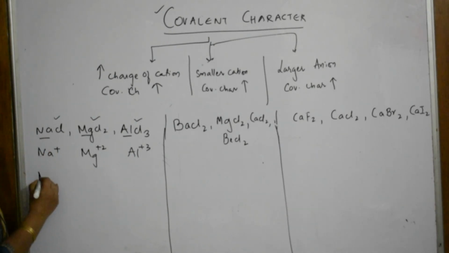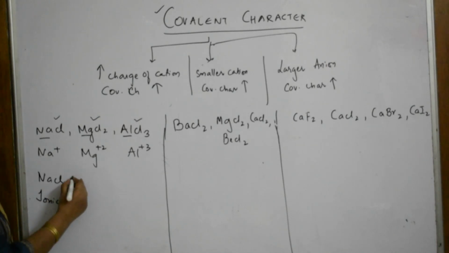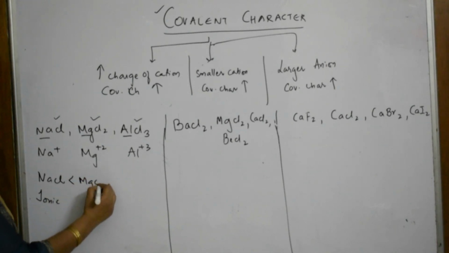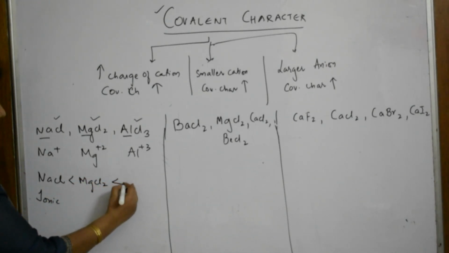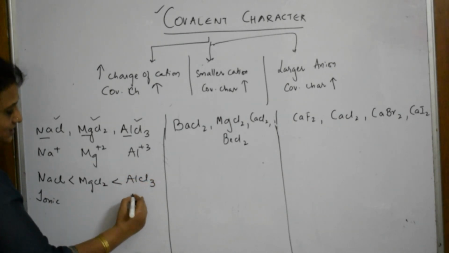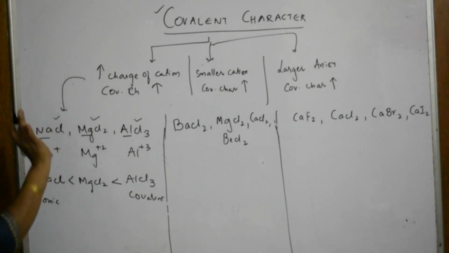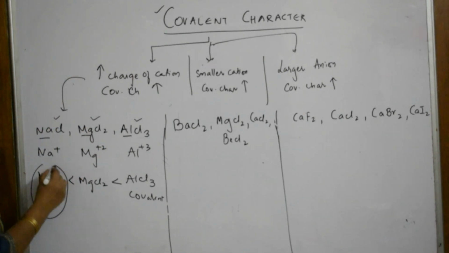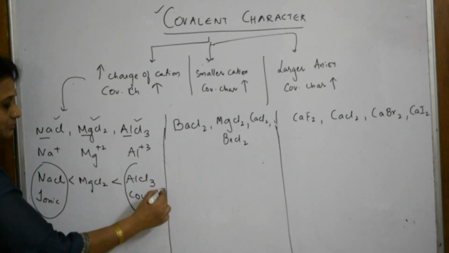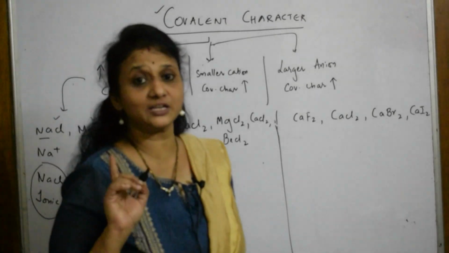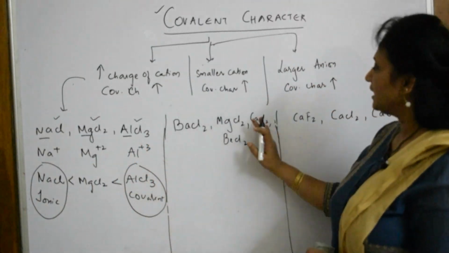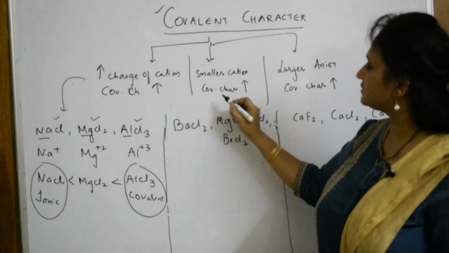Let us rewrite. NaCl is ionic in nature, magnesium chloride is intermediate, and aluminium chloride, AlCl3, is covalent in nature. Simple, isn't it? I have applied the first rule to this. So NaCl is an ionic compound, and aluminium chloride is a covalent compound compared to NaCl. Okay, right.